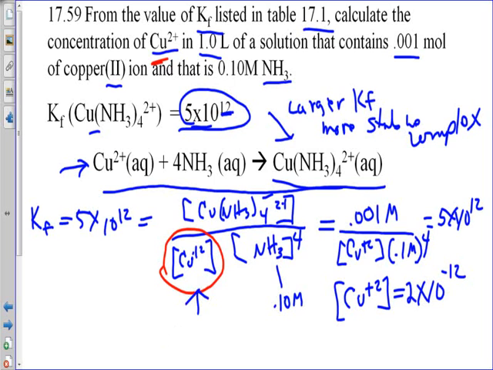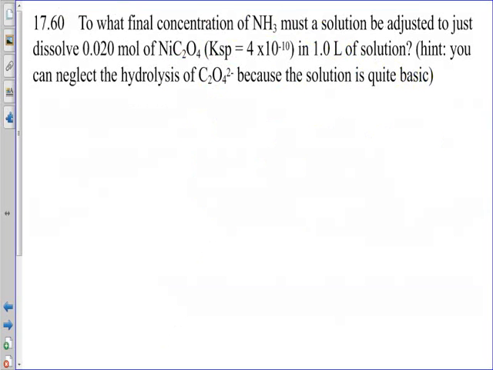Okay, let's take a look at another one. Alright, this is a little bit more complicated. It says, to what final concentration of ammonia must a solution be adjusted to dissolve 0.020 moles of nickel oxalate that has a KSP of 4 times 10 to the minus 10 in 1 liter of the solution. And it says, a hint, you can neglect the hydrolysis of oxalate because the solution is quite basic.